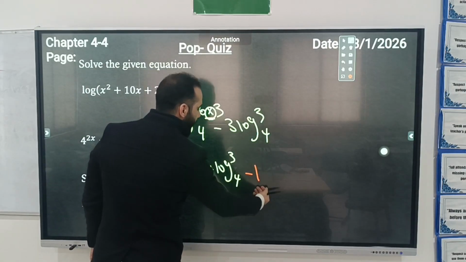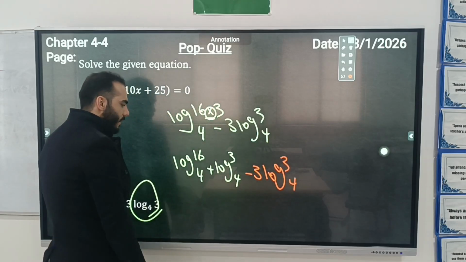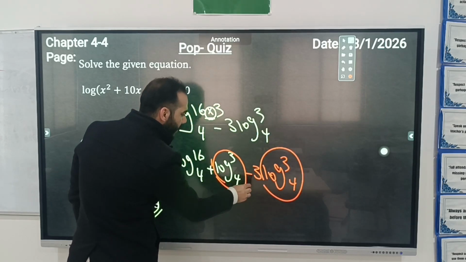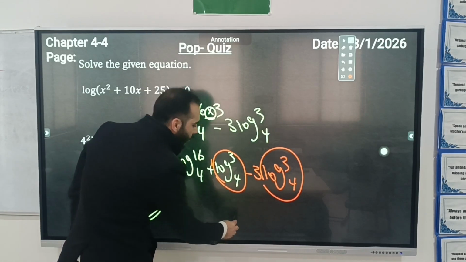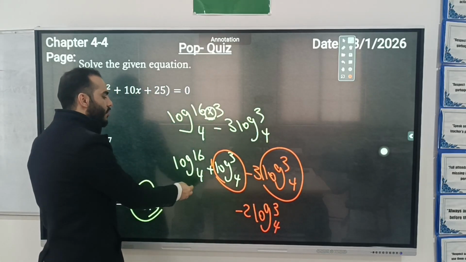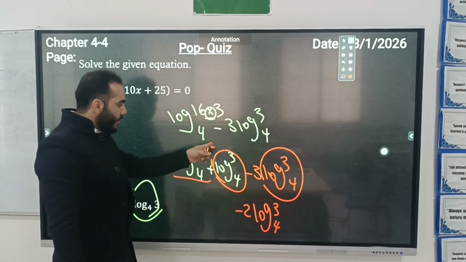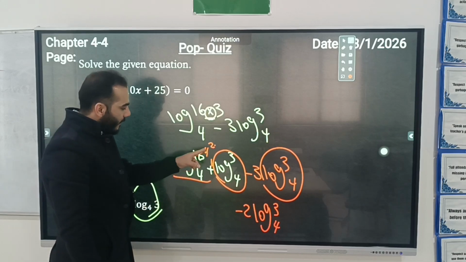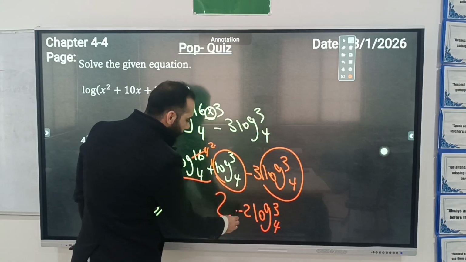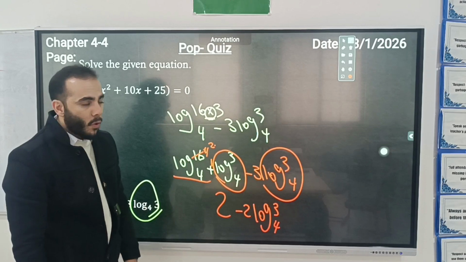Minus 3 log 3 base 4. So right now, these two are the same. The coefficient here is positive 1, here is negative 3. So 1 minus 3 is equal to negative 2 log 3 base 4. How about this one that remains? 16 can be written as 4 to the power of 2, right? This 2 is going to come in front, and if the base and exponent are the same, the result equals the exponent, which is 2. So finally, it equals 2 minus 2 logarithm 3 with base 4.